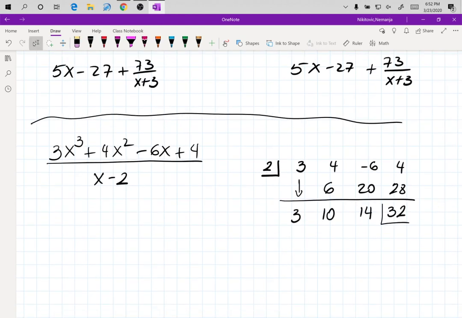So, since the first one started as x cubed, the one over here that is an order of the exponent less has to be x squared. So the answer is 3x squared plus 10x plus 14 with a remainder of positive 32 over x minus 2.